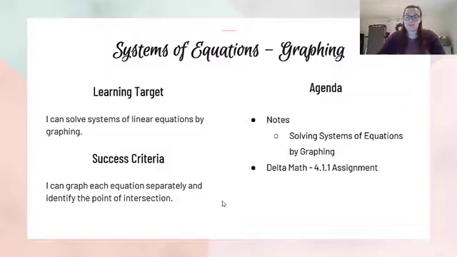Today we're going to talk about solving systems of equations, and the first time we're going to do it, we're going to do the graphing method. We'll take notes on that today, and then I'll show you your Delta Math assignment you'll do today.